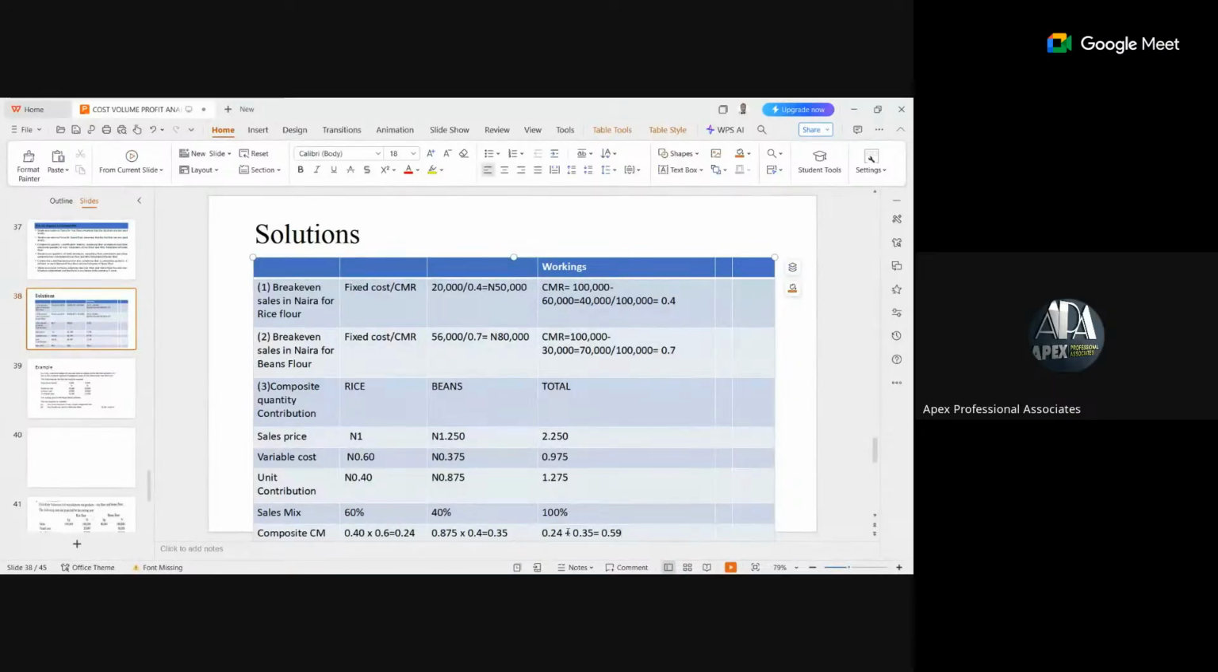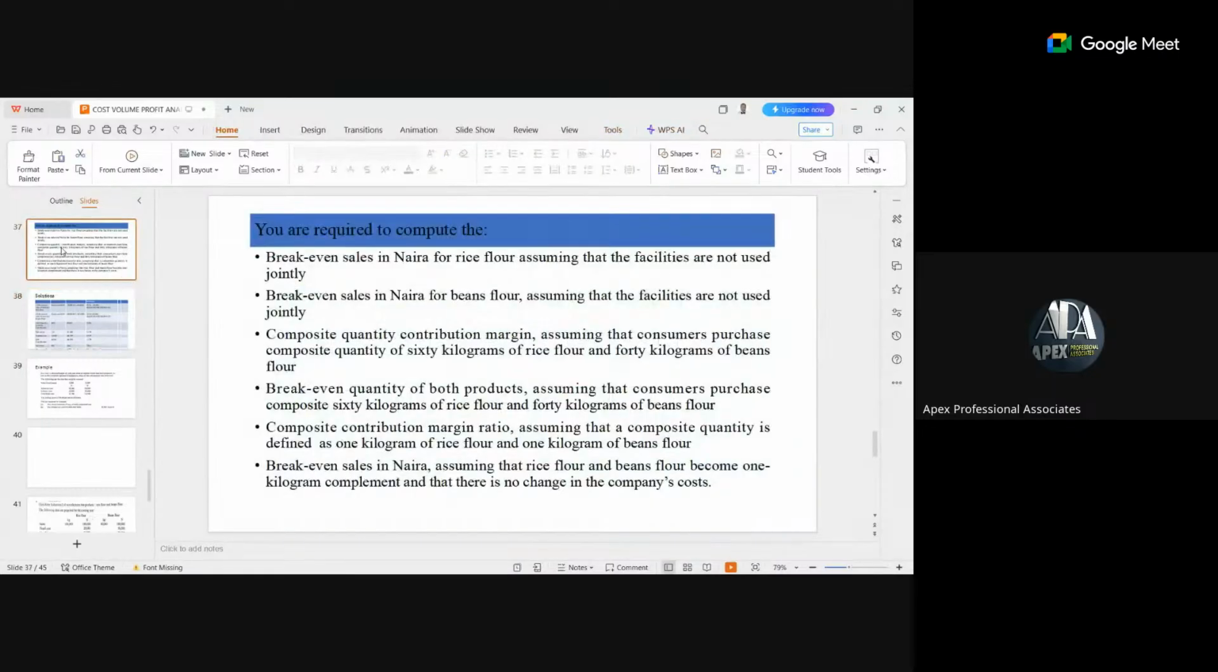So this is where the whole story changed. The whole story has changed now. We are now working based on the fact that everything is joint. So now, when you want to solve further, if you want to get break even, your contribution margin will be 0.59, because you are now combining both product fixed costs. Let's see that.